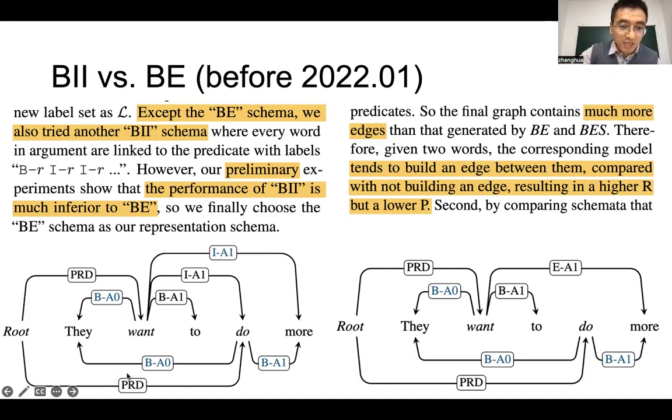We give the picture of this one. We don't give the BII scheme picture. We only mention it. You can see, except the BE schema, we also tried another scheme. However, our preliminary experiments show that the performance is much inferior to BE, so we finally chose the BE schema as our final schema. Okay. And we also explain why. This paragraph is not in the paper for ARR submission, it's in our coding paper.